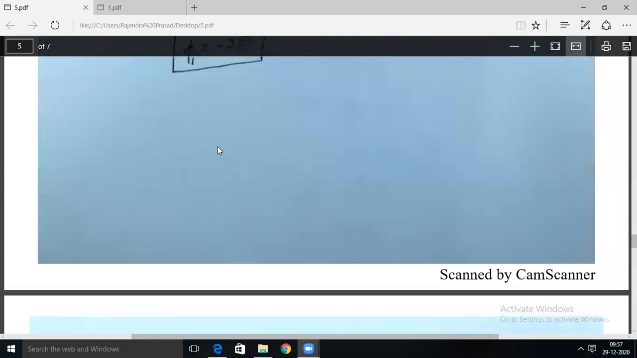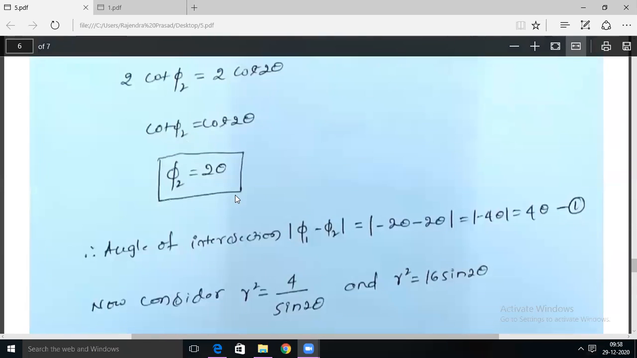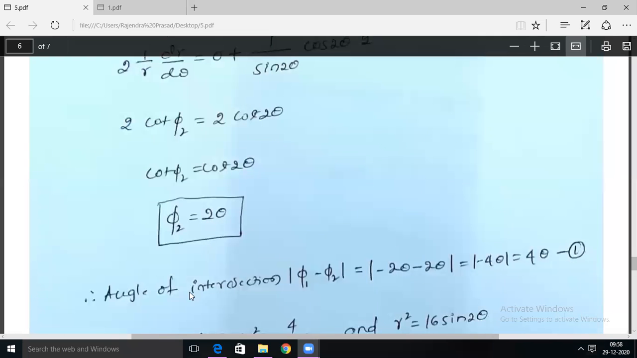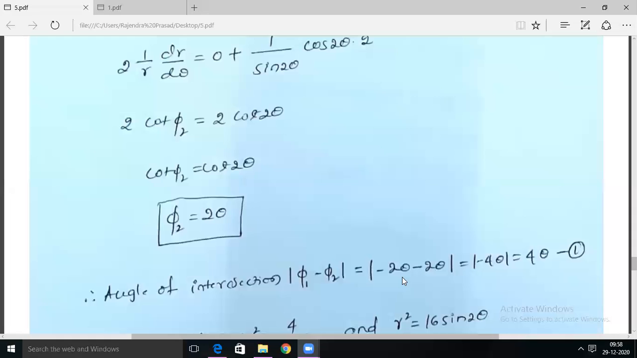Phi 1 is equal to minus 2 theta, and phi 2 is equal to 2 theta. Angle of intersection is phi 1 minus phi 2, which is minus 2 theta minus 2 theta, that is equal to minus 4 theta. Modulus of minus 4 theta will be 4 theta. Right? Angle of intersection is equal to 4 theta. Yes or no? We get the angle of intersection as 4 theta.